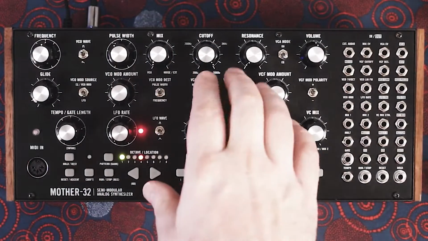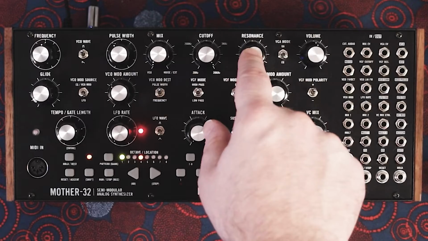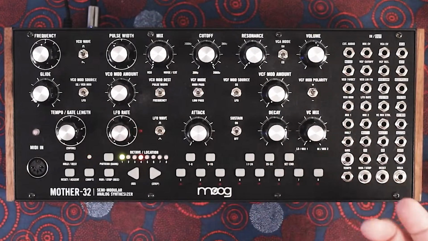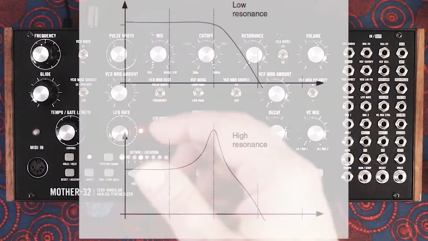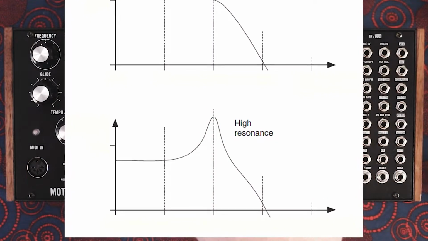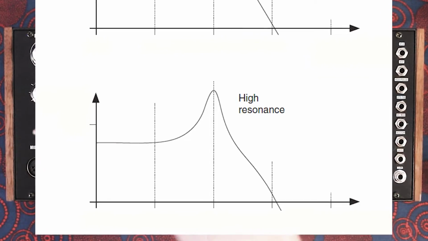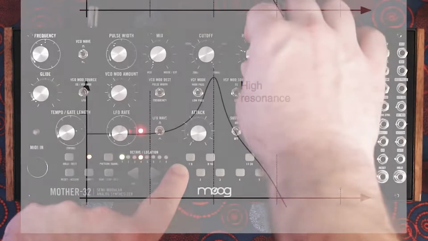So the second main control of the filter is resonance. It's used to feed the filter's output signal back into its input, and it creates a peak at the frequency response. This can be used to emphasize the harmonics in a sound source by sweeping the cutoff frequency.